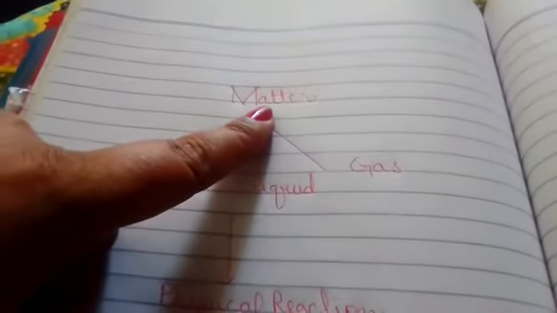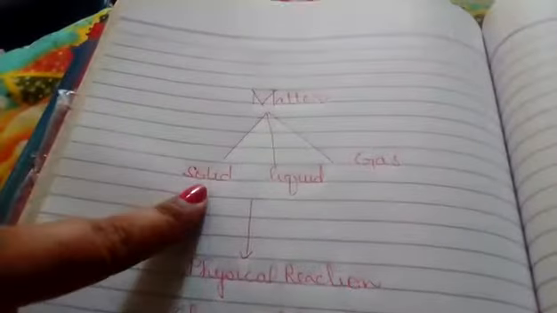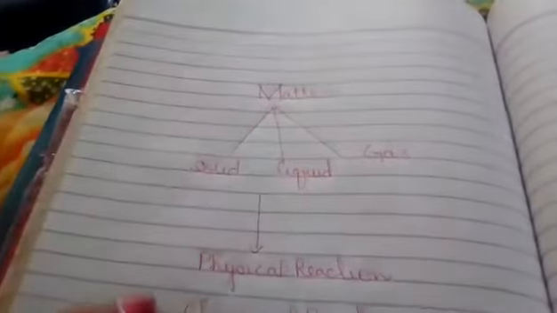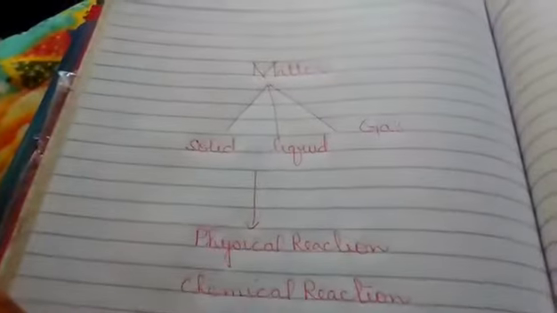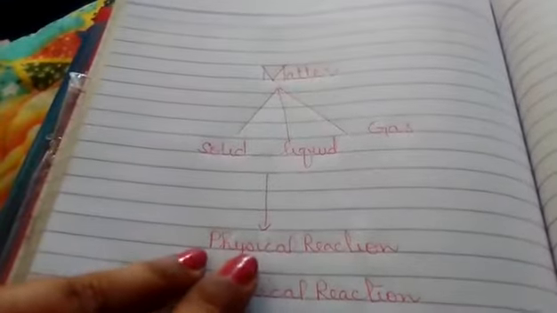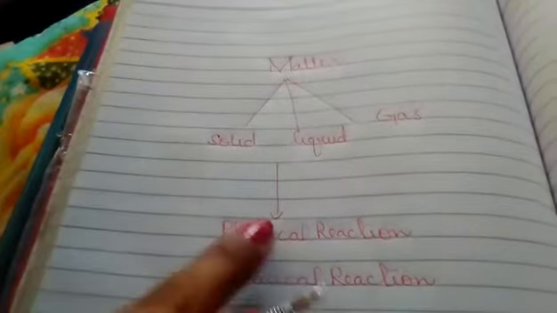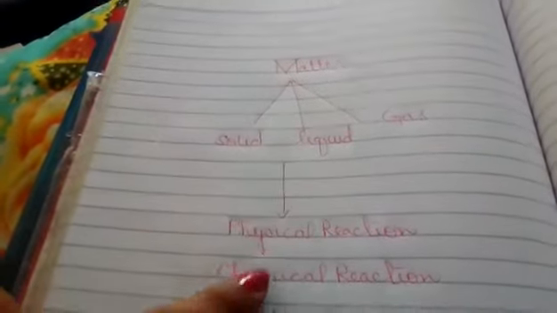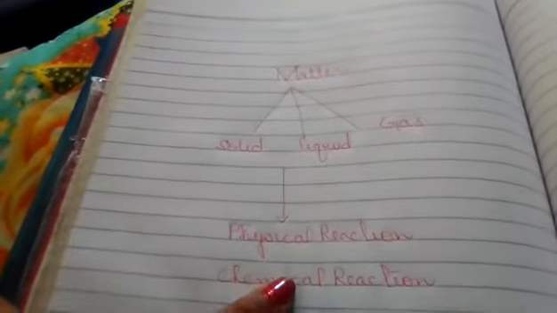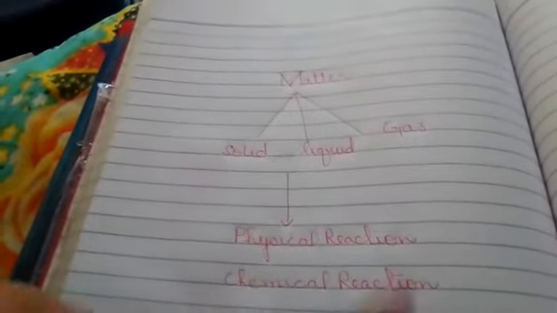First we will discuss what is matter. Matter is something that occupies space and has weight. Matter has three types: solid, liquid and gas. These are the three types of matter. Matter always reacts in two forms. These reactions are physical reaction and chemical reaction. So, first we will discuss the difference between these two reactions, physical reaction and chemical reaction.